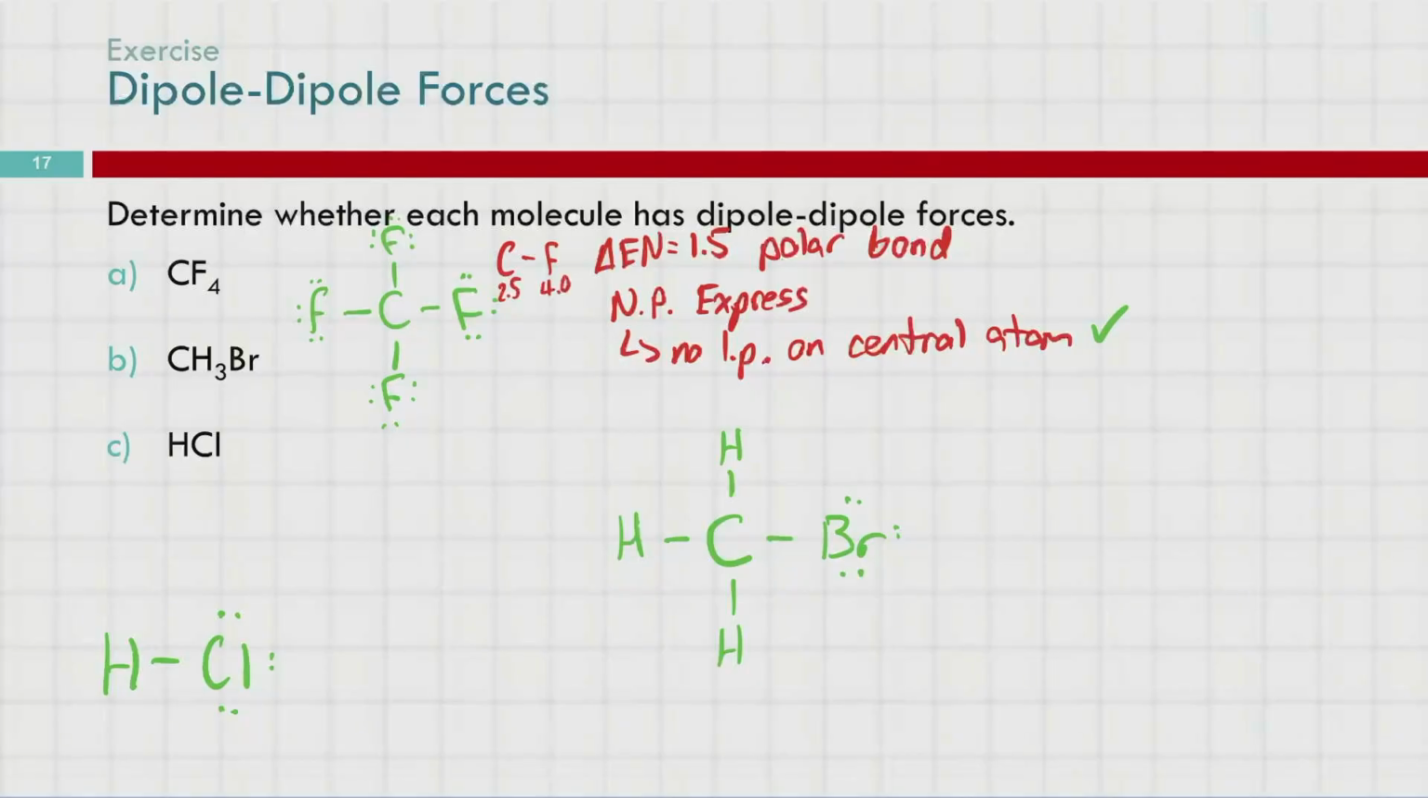The second condition, all bonds equal or similar strength. Is this true? Carbon's bonded to fluorine, carbon's bonded to fluorine, carbon's bonded to fluorine, and carbon's bonded to fluorine. So 4 bonds, but they're all exactly the same. Since both are true, CF4 is nonpolar.